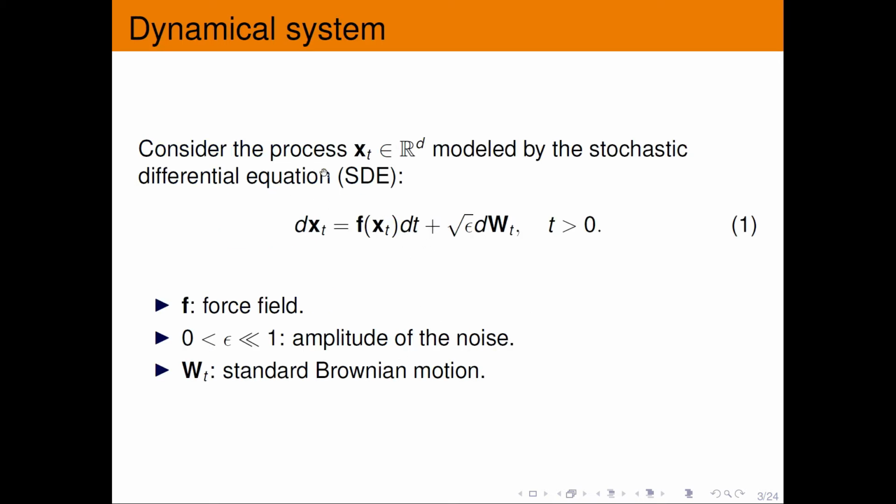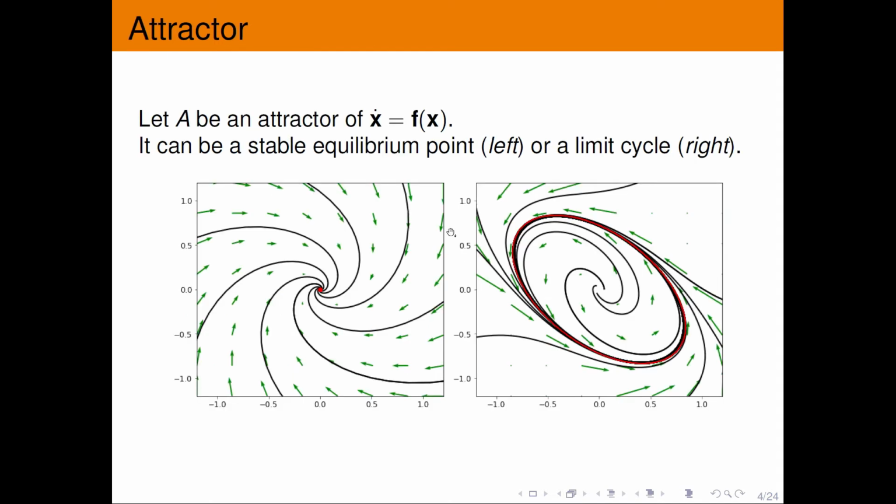We consider the process x_t modeled by this stochastic differential equation with time t, where F is the force field, epsilon is the amplitude of the noise, W is a standard Brownian motion. In this paper, we consider the case that epsilon is small. For the deterministic dynamics, x dot equals F(x), where x dot denotes the time derivative of x. It may have a stable equilibrium point as shown on the left, or a limit cycle as shown on the right. These are the 2 different types of attractor for the deterministic dynamics.